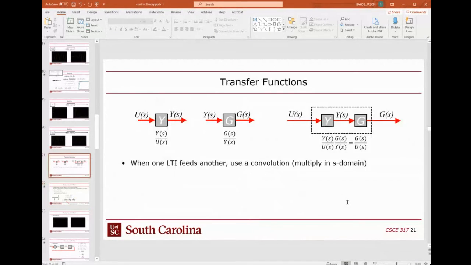Oh, sure. Previous slide. Is that the previous slide? Yeah. Can you see it?